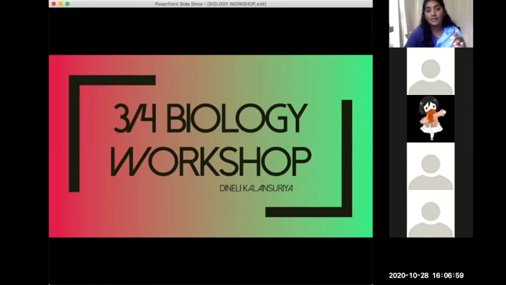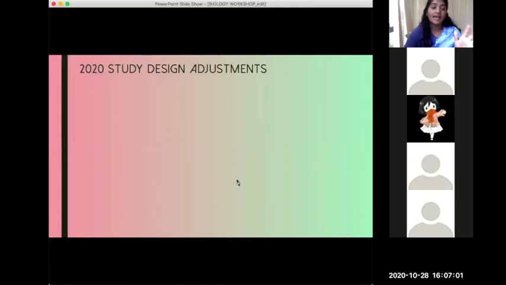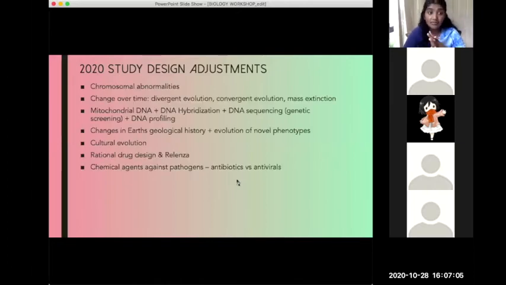So we're going to start with the 2020 study design adjustments, the things that have been removed from everything. I think by now you're all probably doing practice exams, and you would have noticed that the exams from 2017, 18, 19 still have stuff about chromosomal abnormalities, things like aneuploidy and polyploidy. That stuff's been taken out, but block mutations like inversions, deletions, and insertions are still in.